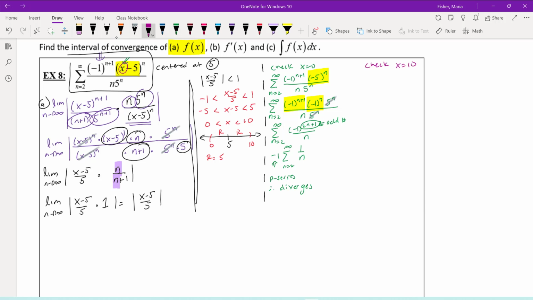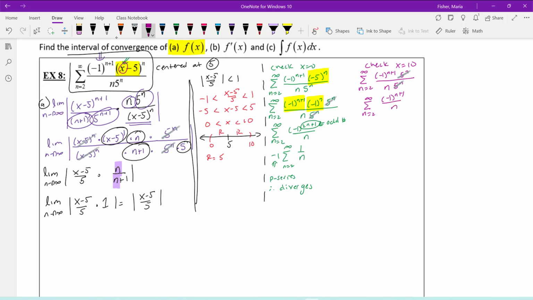If I plug in a 10 here, we're looking at the sum from n equals 2 to infinity of (-1)^(n+1), and that's going to be 10 minus 5, which is just 5, to the n, all over n times 5 to the n. Well, the 5 to the n's will cancel, and all you're left with is the sum from n equals 2 to infinity of (-1)^(n+1) all over n.